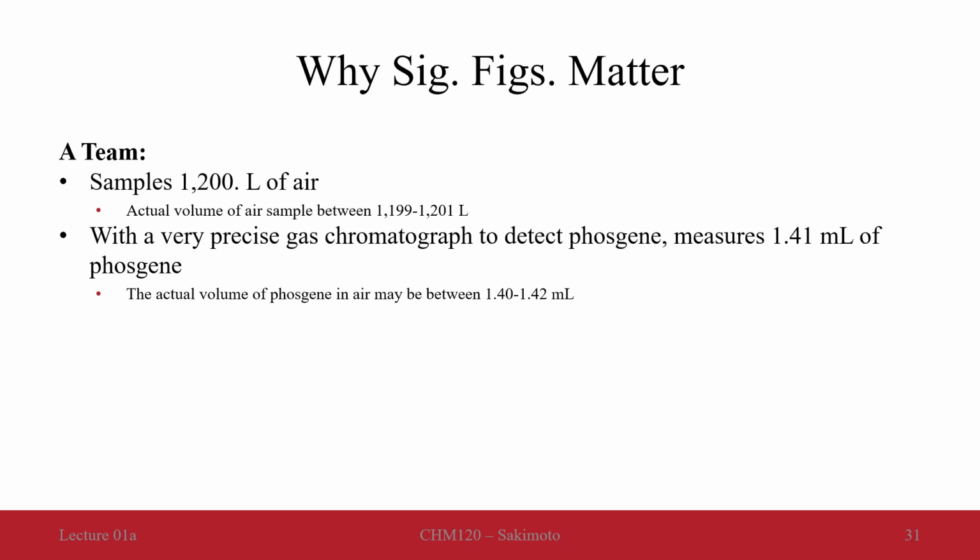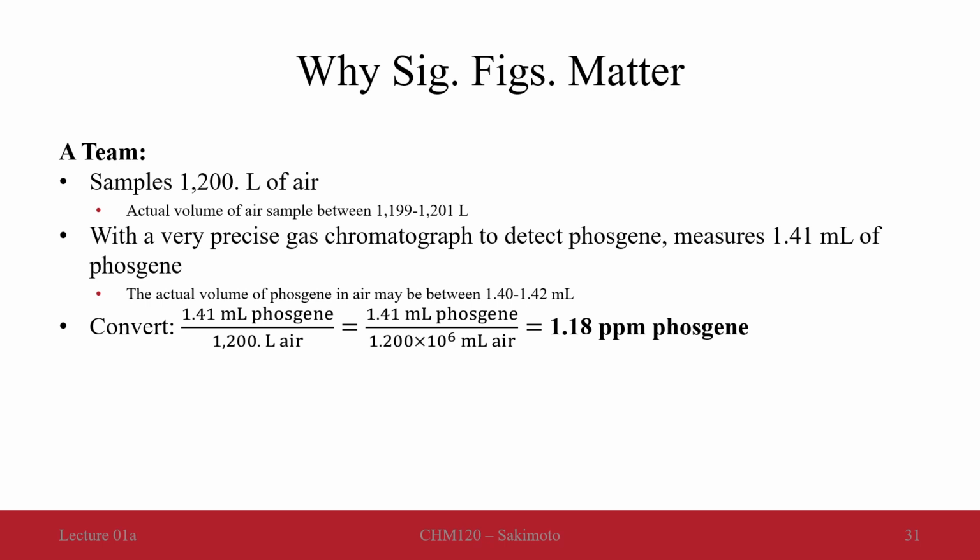They have a very precise piece of equipment called a gas chromatograph that detects phosgene and measures how much phosgene there is in that 1,200 liters. And it measures 1.41 milliliters of phosgene. Again, very precise measurement. 3 significant digits out to the hundredths place, meaning that the amount that they are confident they measured is somewhere between 1.40 to 1.42 milliliters.